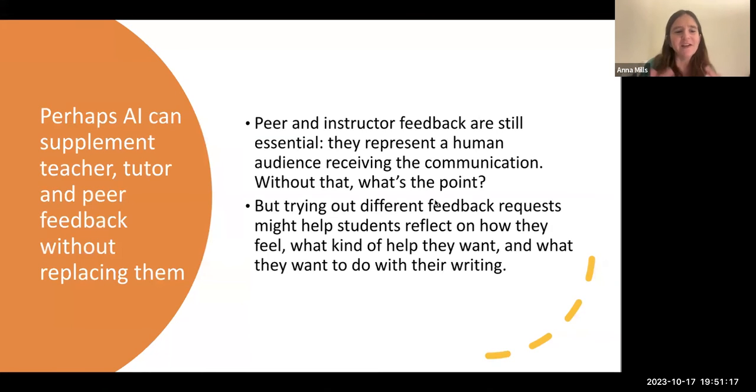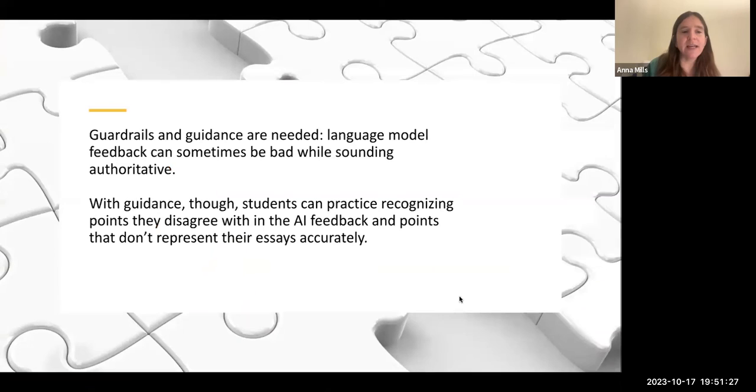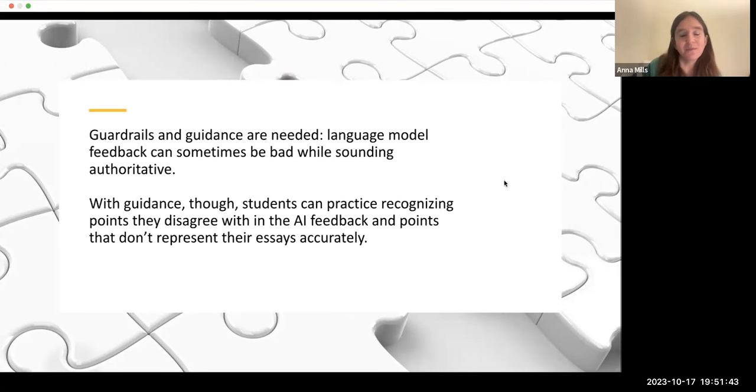But there's a layer of metacognition in inviting students to reflect on what kind of feedback they want. What do they want to do with their writing? So putting those guardrails in place, where we remind students that the feedback might not be good, or it might not match their purpose, also allows for that critical AI literacy experience of seeing when it's wrong.